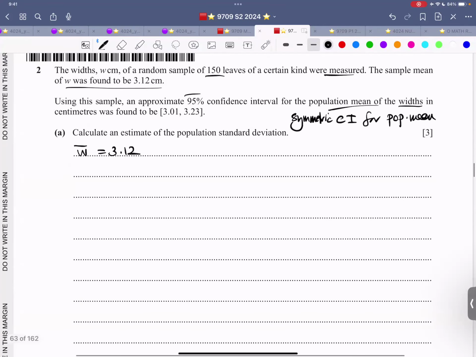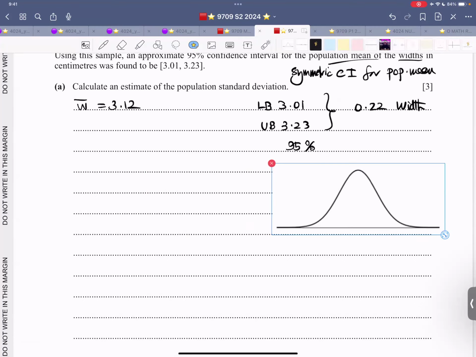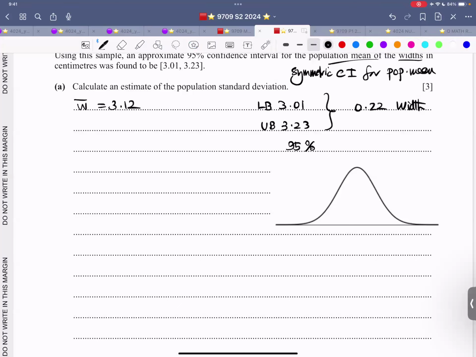Now first of all, 3.01 is the lower bound and 3.23 is the upper bound. Therefore, the difference is 0.22, that is the width of the confidence interval. Also it's a 95% symmetric confidence interval. So what should I do? Grab a normal distribution diagram, which is somewhere over here. There it is.